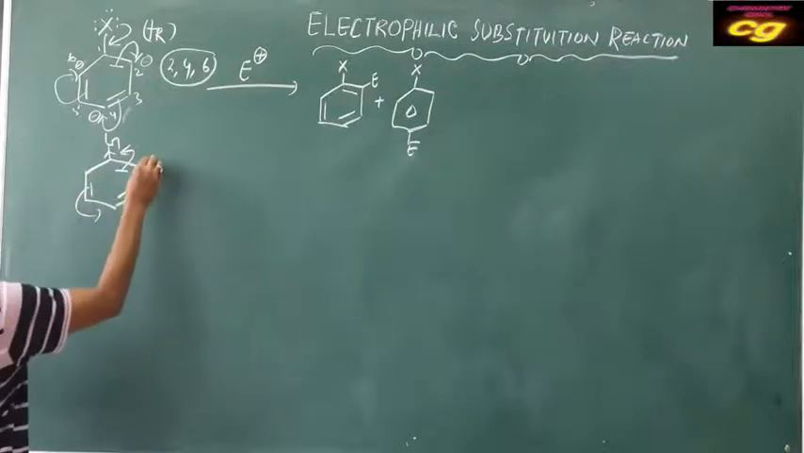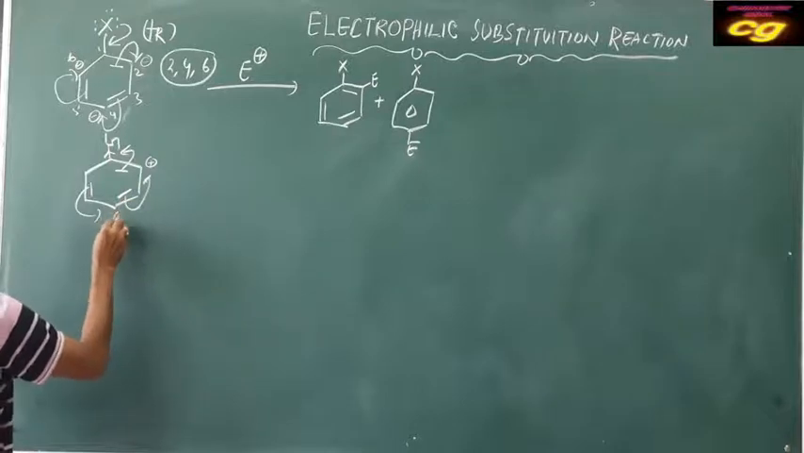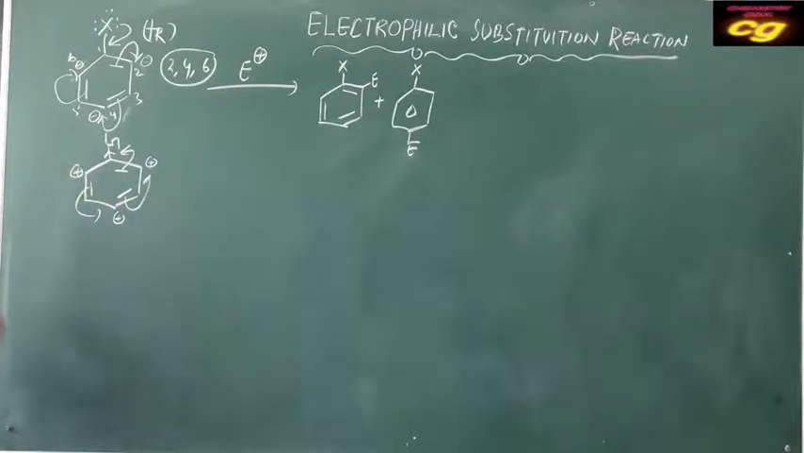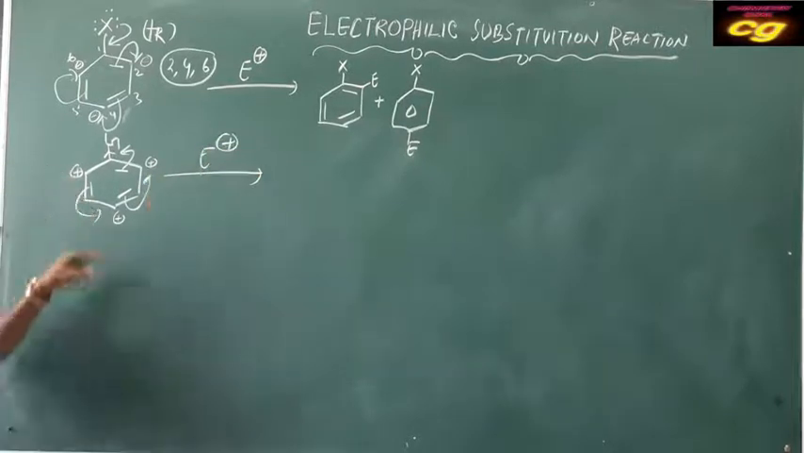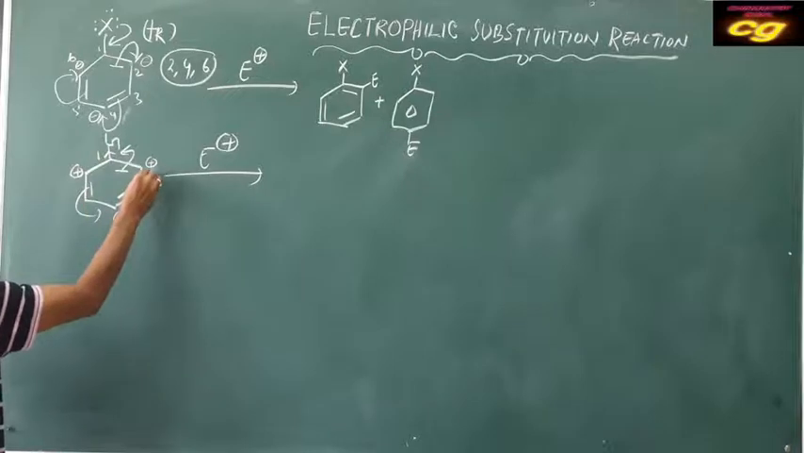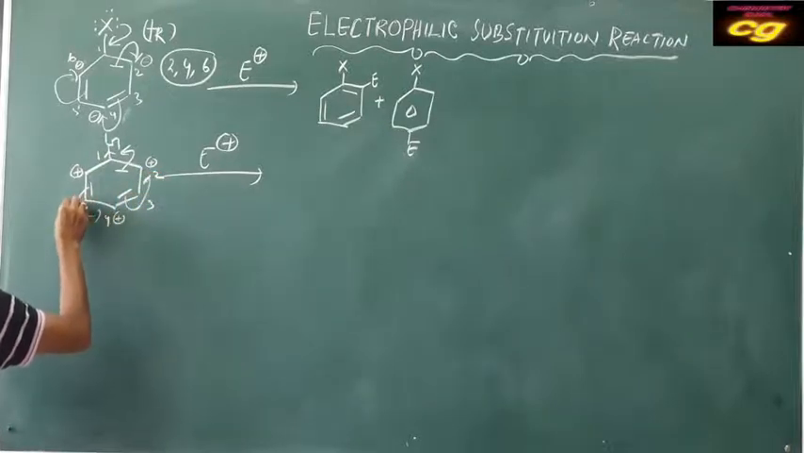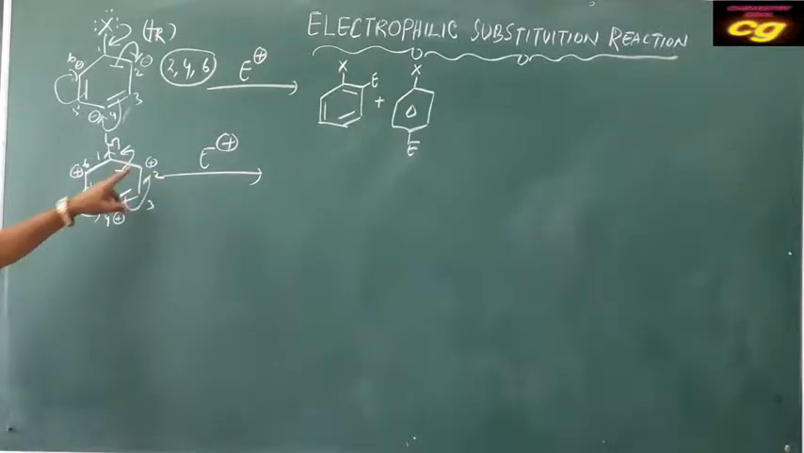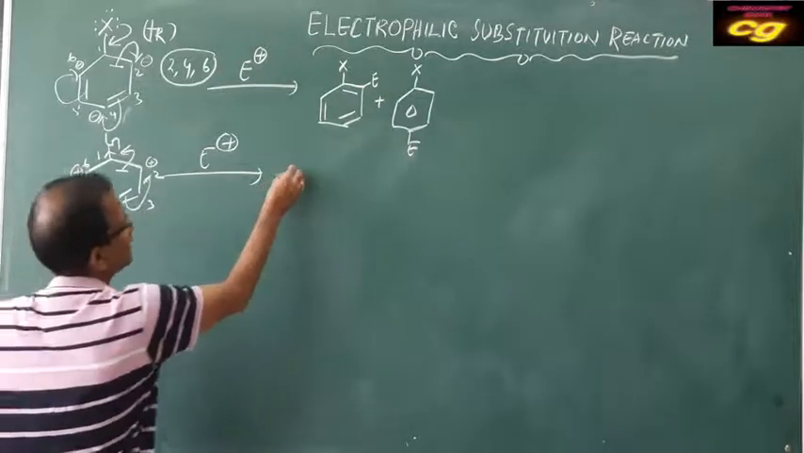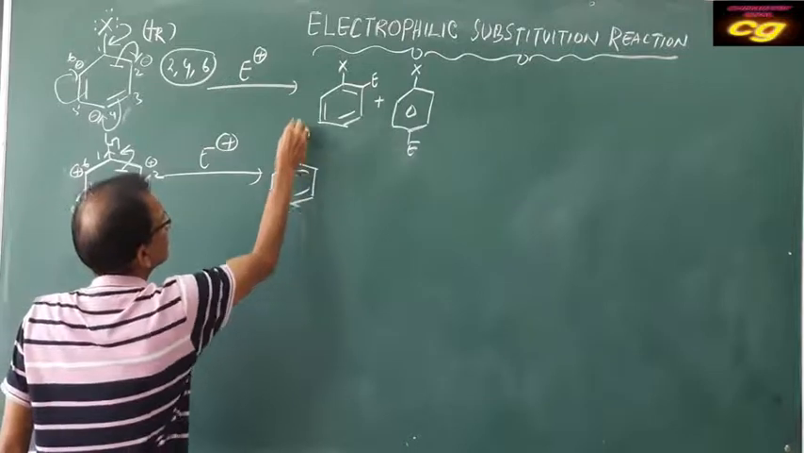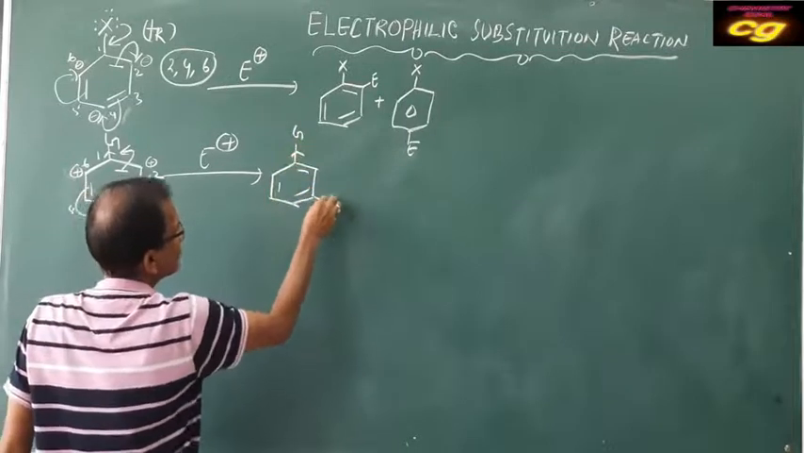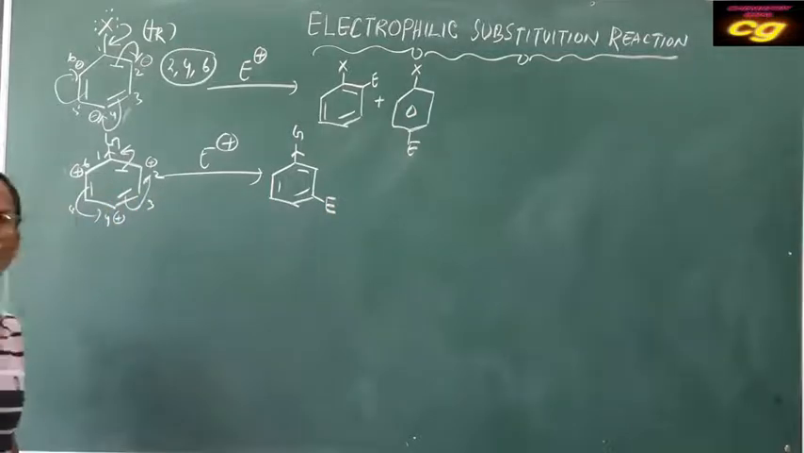That means a plus charge is produced here, here and here. So the electrophile will be attracted to a position. Which position? This is position 1, then 2, 3, 4, 5 and 6. Positions 2, 4 and 6 get more positive charge compared to 3 and 5. So the electrophile attaches to the meta position. This is very important.